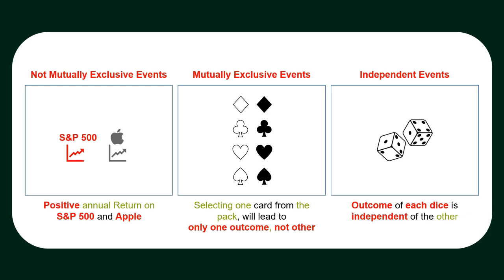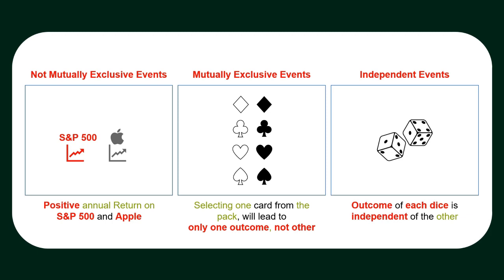In the same fashion, the second example is of selecting one card from the pack will lead to only one outcome, not another. This is an example of mutually exclusive events because if you select black card of a heart shape, you can't select another card because you need to select only one card. And the final example is throwing of two dices. Outcome of each dice is independent of the other. Therefore, it is an independent event.